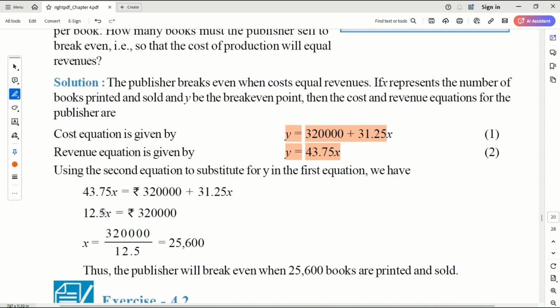So just equate both the equations, because Y is on the LHS. You will get 12.5 x equal to 3 lakhs 20,000, or x equal to 25,600. So he should produce 25,600 books for the break even. And you can also find the break even cost, actually the Y value.